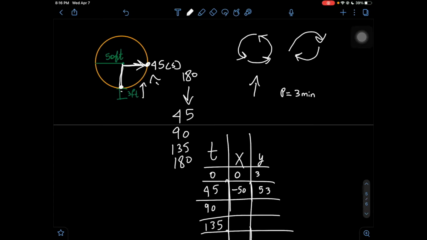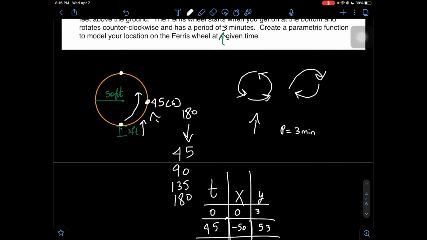Let's go ahead to 90. Well, we know 90 is right after 45. We're going counterclockwise. We're going this way. 90 is right up top. You can also look at this as the unit circle. So we have 90 up here.